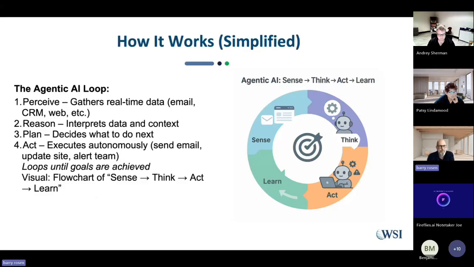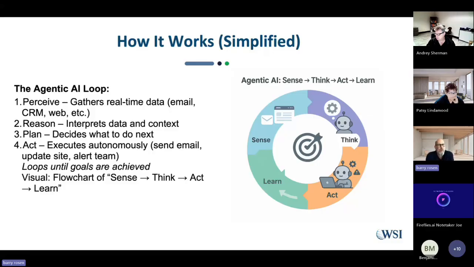How does it work? This is a very simplified, high-level kind of loop. This is the agentic AI loop. The first thing that it will do is perceive. So it's going to gather real-time data, and the source could be from email, your CRM system, your web. Then it's going to interpret that data and the context of the data. This first part is very similar to what ChatGPT is doing, because you're giving it the data, then it's going to reason, interpret the data and the context of that data.